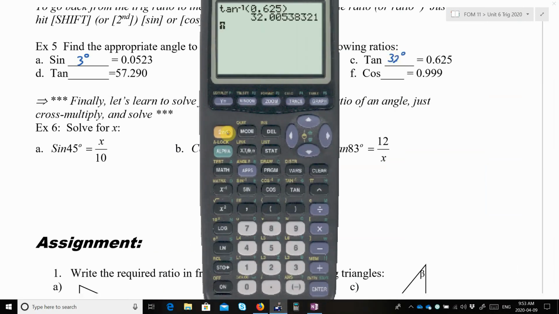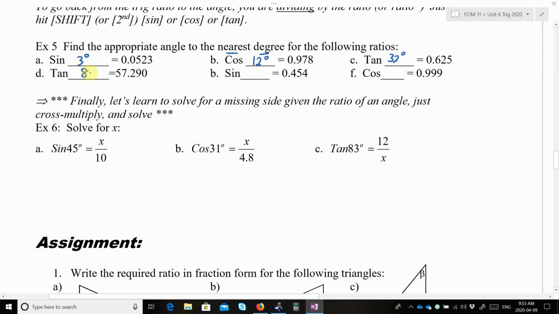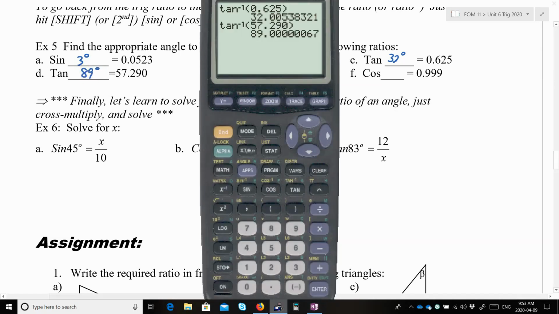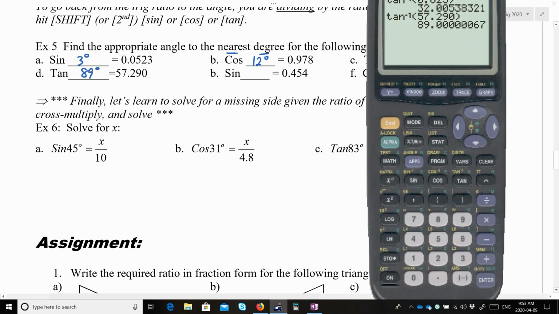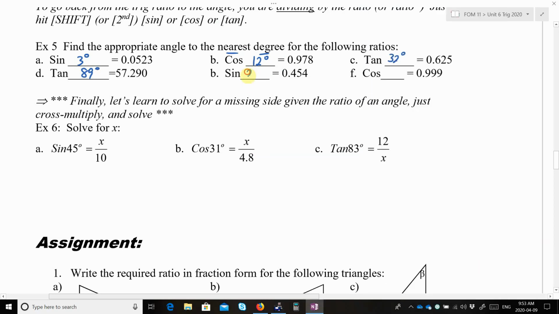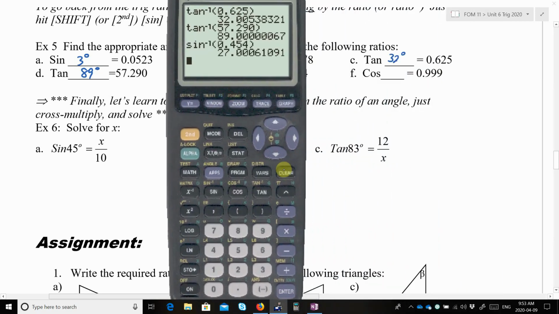For letter D, you go second function tan, 57.290. And we get about 89 degrees. Letter E, little typo there. Second function sine, 0.454. 27 degrees for this one. And finally, letter F, second function cos, 0.999. About 3 degrees again.